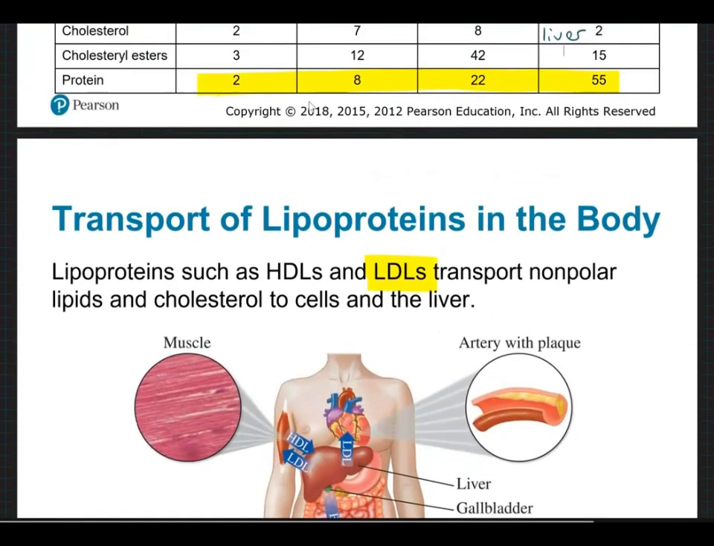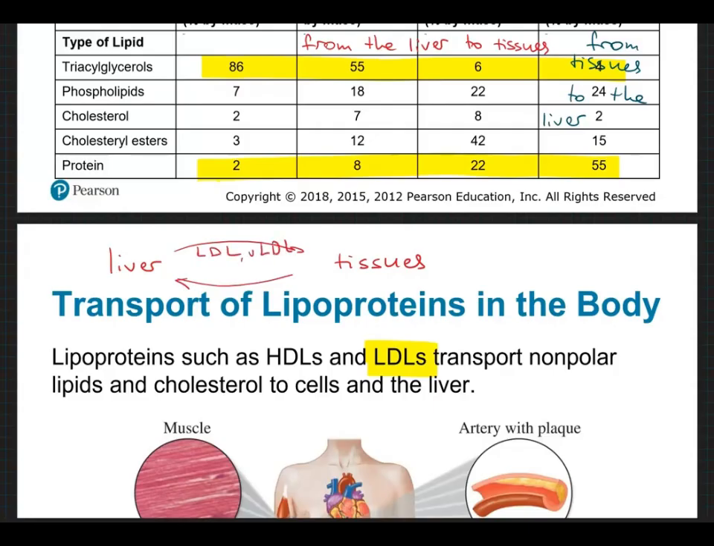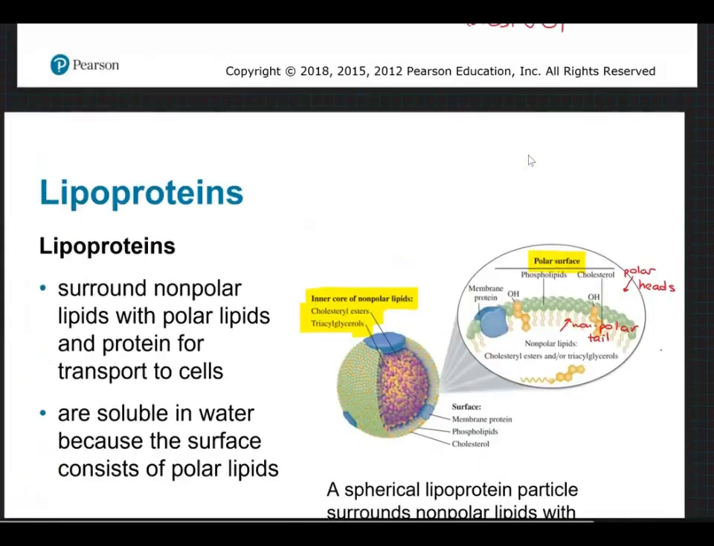So now, look, I'm going to give you a very simple rendition of this. So you have liver, you have tissues. From left to right, LDL, VLDL. From right to left, HDL. If you are physically active, do you use more energy? Yes. Which means you will utilize more of the content of these lipoproteins. Am I clear?